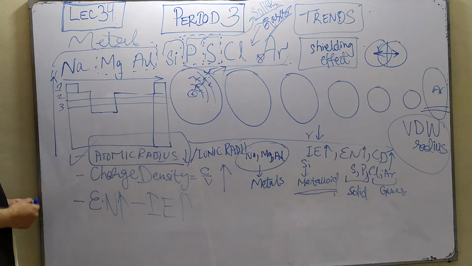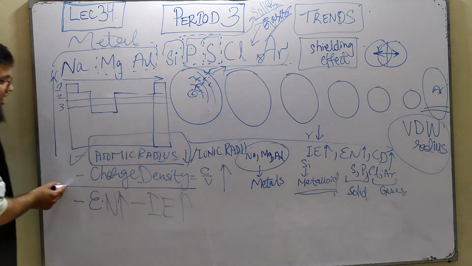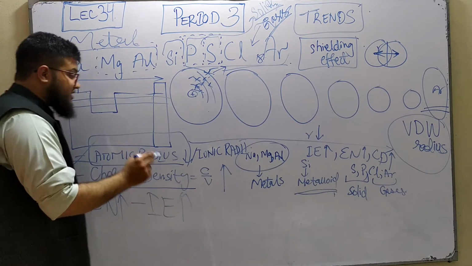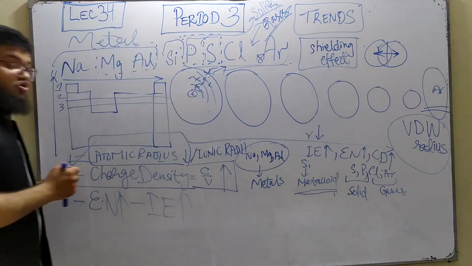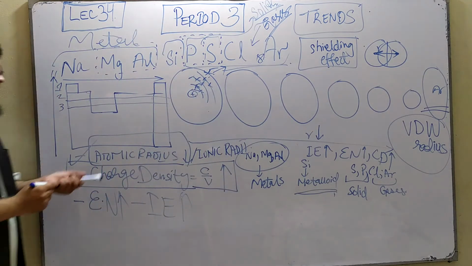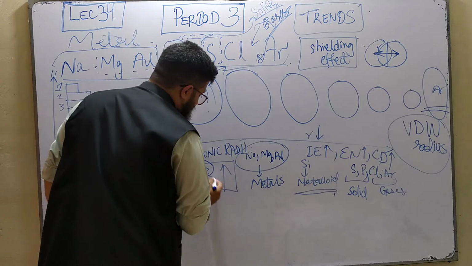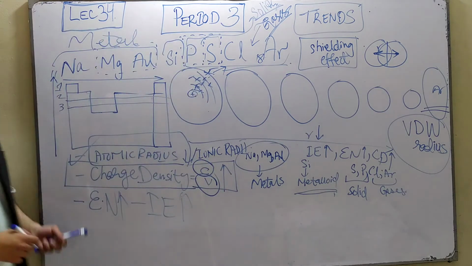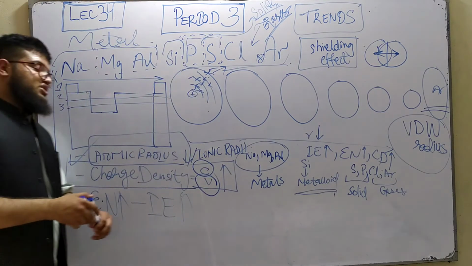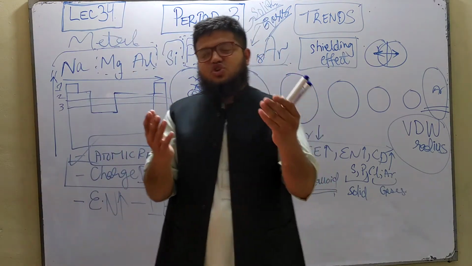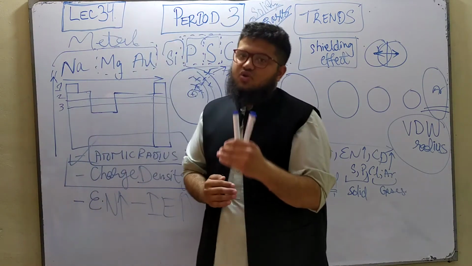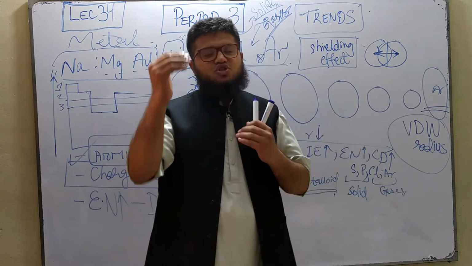Then going on to charge density. How does the charge density change, and what is the charge density, by the way? Remember I told you, we've already discussed this as well, but again a quick revision. Charge divided by volume is known as charge density. So charge density is the ratio of charge and volume. Remember in physics the definition of density was mass per unit volume. Charge density is charge per unit volume.